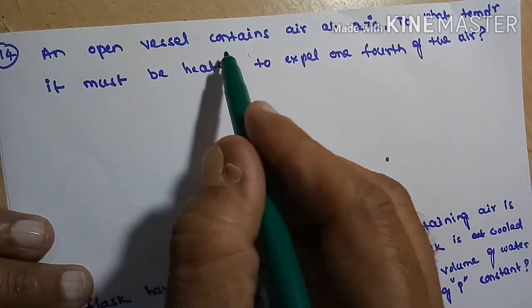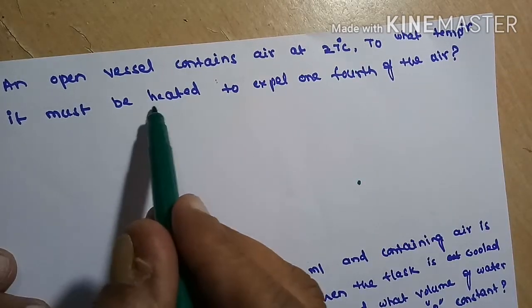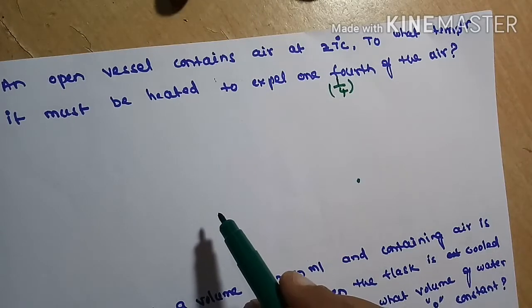Next, an open vessel contains air at 27 degrees centigrade. To what temperature must it be heated to expel 1/4 of the air? 1/4 of the air.